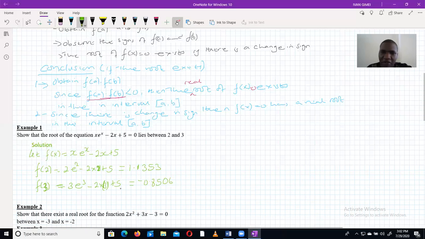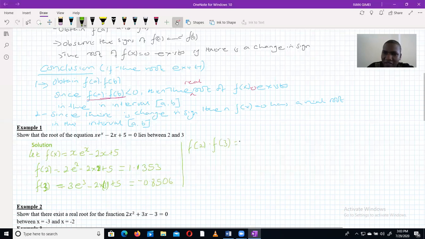Now, the fact that there's already a change in sign, you know that f(2) has given us a positive value, f(3) has given us a negative value. The fact that there's a change in sign means the root exists. But you don't just leave it here. You must write the conclusion. I said there are two ways of concluding. You can say, get f(2) times f(3).